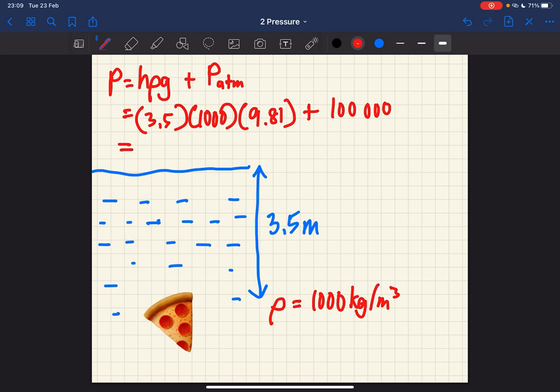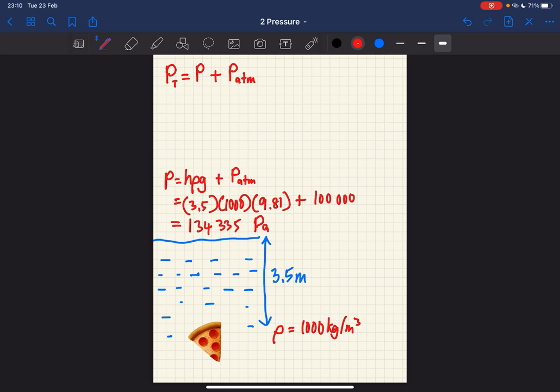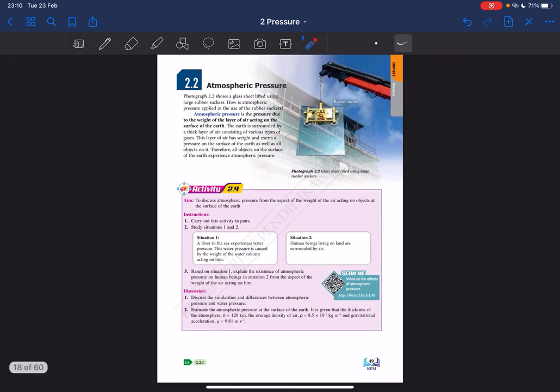So you calculate back, put everything in your calculator, and you get the answer 134,335 pascal. Right, I believe you still remember this, right? So what we are going to do next is focus on this one, the pressure of the atmosphere. So do you guys know what is atmospheric pressure?